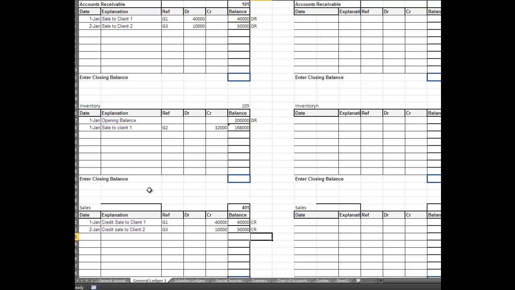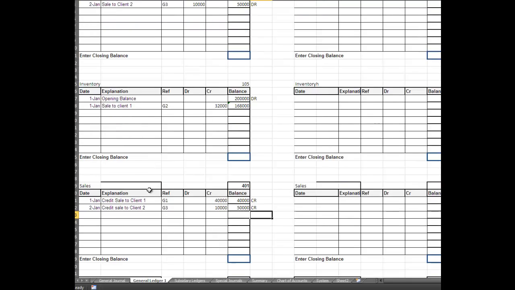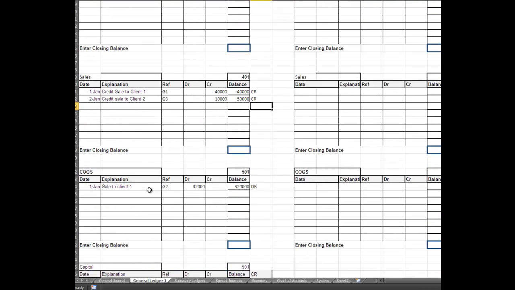Now we need to recognise the cost of goods sold. So 2nd of January, and that's the sale to client 2. This will be G4 journal. The amount of the debit is going to be 8,000. Well, it was 8,000. So we go balance now 40,000. Cost of goods sold so far. And that's a debit balance.